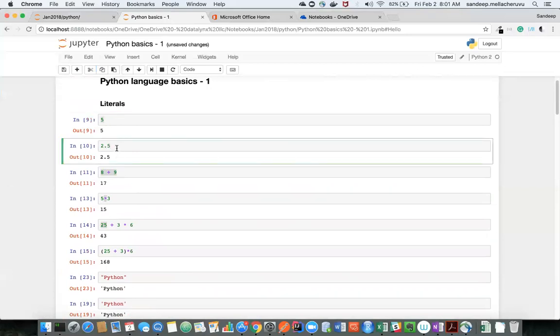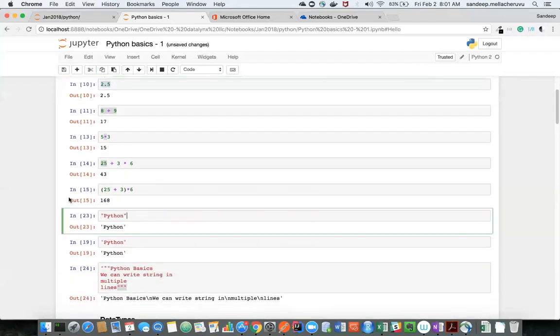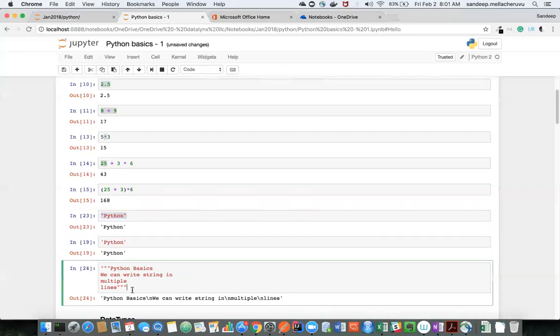Actually, there are many more literals, but until now, what we covered is integer literal, floating point literal, and string literal. And a string can be of 3 types: either double quotes, single quotes, or 3 quotes. Single and double are almost the same, but if you use 3 double quotes, you can write multi-line strings.